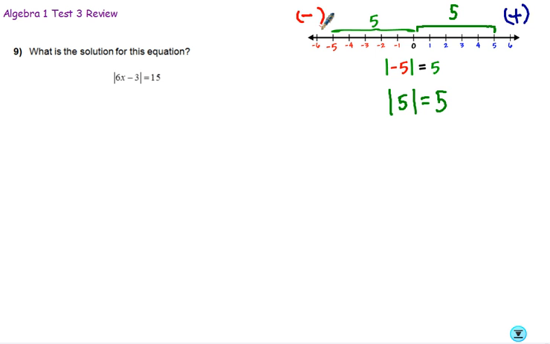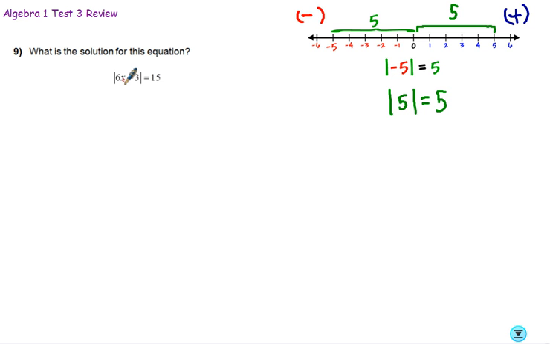If you ask the question, what number is 5 away from 0? Well, there's actually two possible answers: positive 5 and negative 5. So you have two possibilities there. So when we look at the absolute value of 6x minus 3 equals 15, what we don't know is this x, that number. We don't know if it's coming from the right side or the left side, the positive side or the negative side.